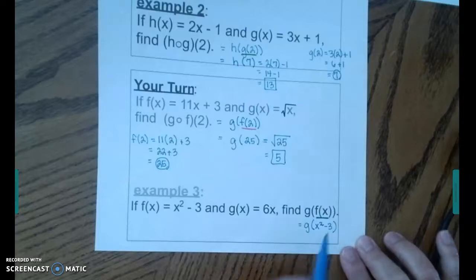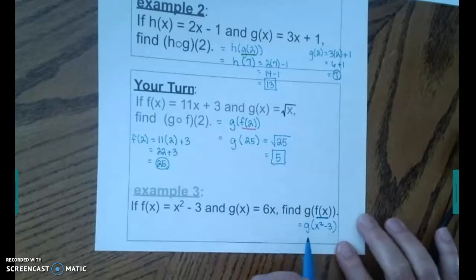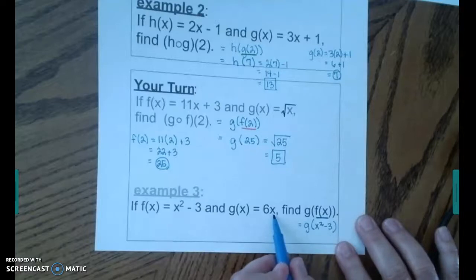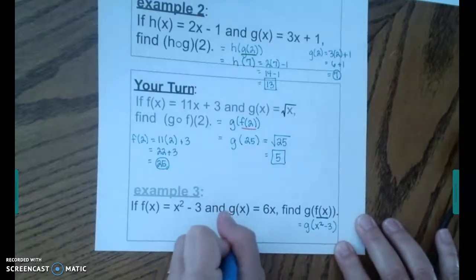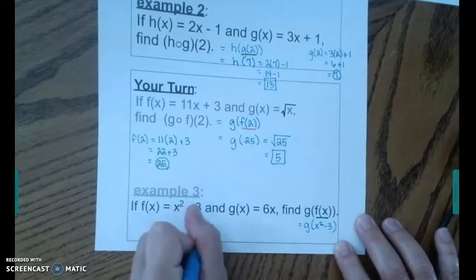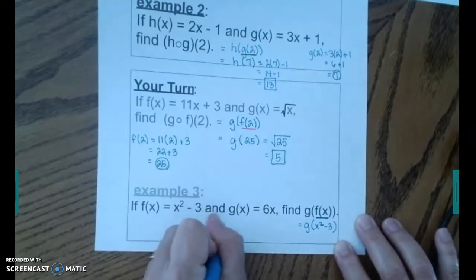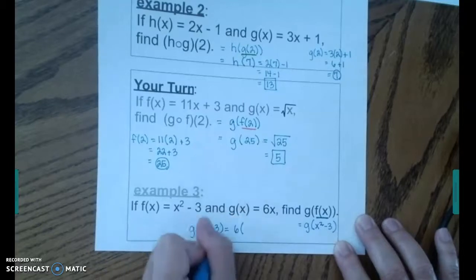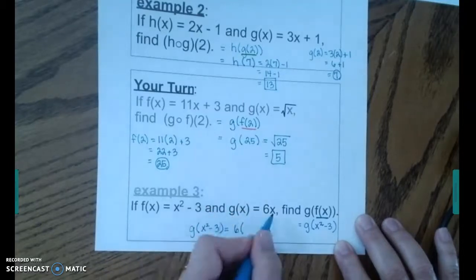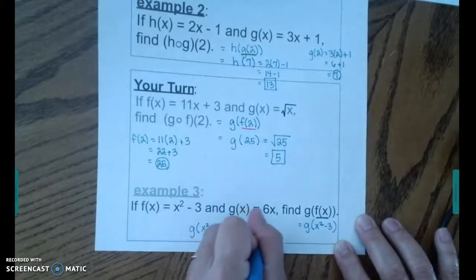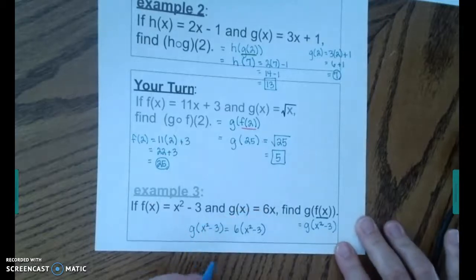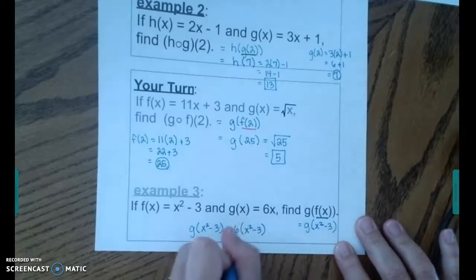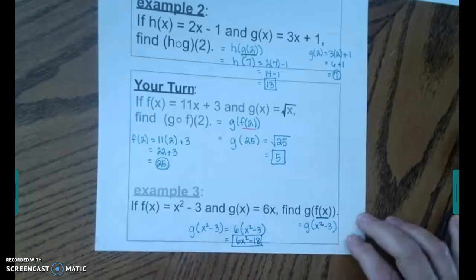So think about that. If that were a 2 right here, you would go substitute a 2 in your g of x function. It's not a 2, it's an expression. That doesn't matter. So you're going to substitute this right here where you see your x. So g of x squared minus 3 is going to equal 6 times, got to substitute all of this where x is, so x squared minus 3. And then simplify, so we would distribute, so 6x squared minus 18 would be our answer.